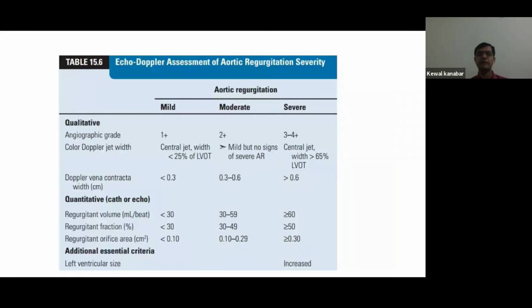So, coming to the conclusion, severe AR is when angiographic grade is 3 to 4 plus, the jet width is more than 65% LVOT diameter, vena contracta is more than 6 millimeter, regurgitant volume is more than 60 ml, and the fraction is more than 50%. So, assessment of AR includes qualitative assessment of the valve and quantitative assessment of aortic regurgitation, and always remember to calculate the left ventricular dimensions and assess the aortic root.